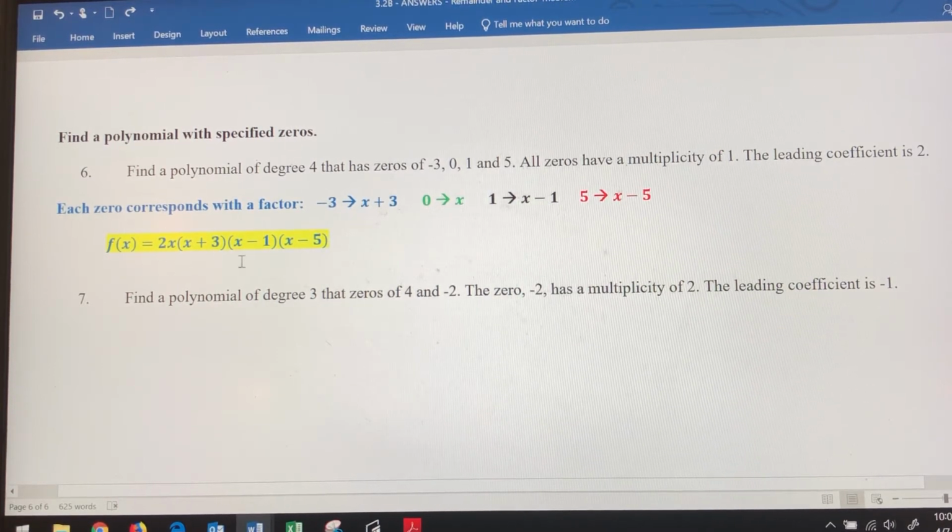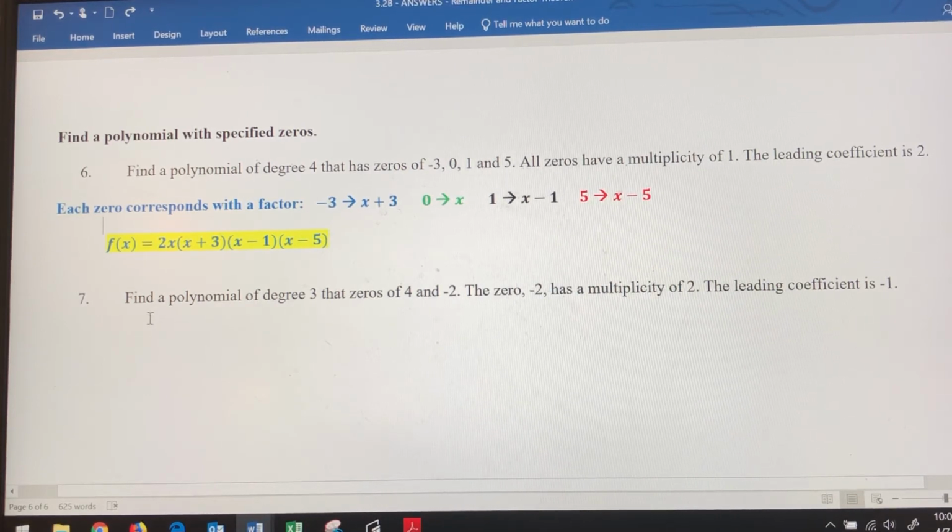Now, you can use the distributive property to multiply all these out and get a fourth degree polynomial, but for now we'll leave this in factored form. Okay, pause the video here, take a look at number 7, and give that one a try.